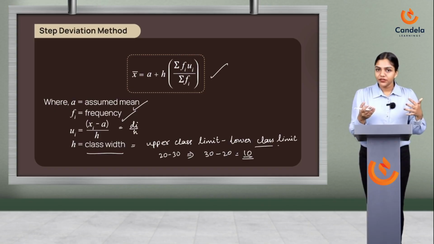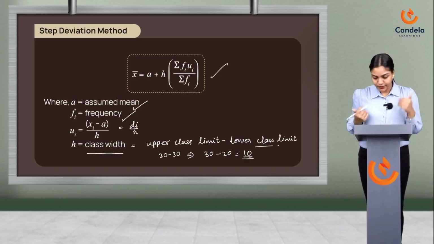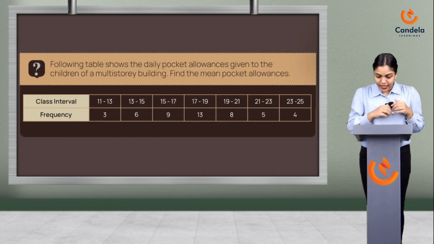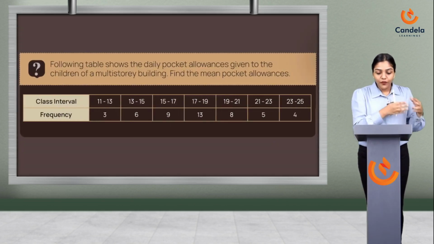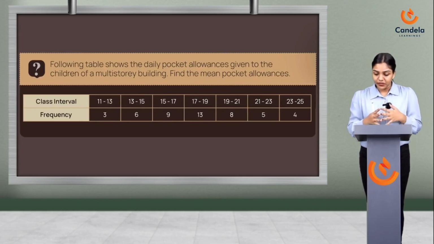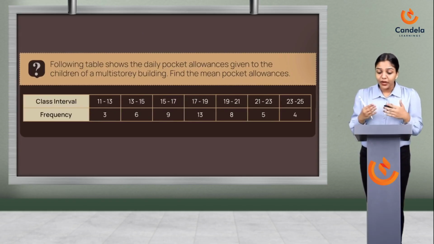We will do a question. After that, you will be more clear. Okay? Yes. And here we go with the question. Following table shows the daily pocket allowances given to the children of a multi-story building. Find the mean pocket allowance.